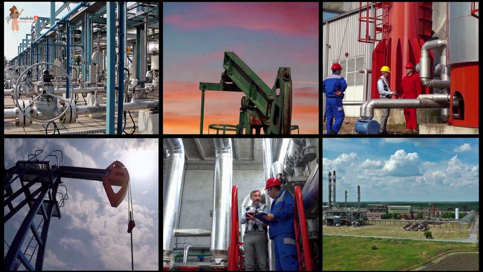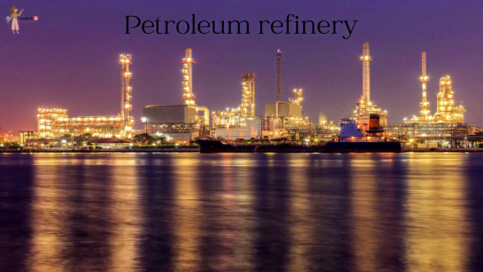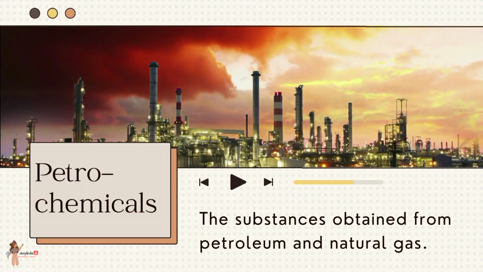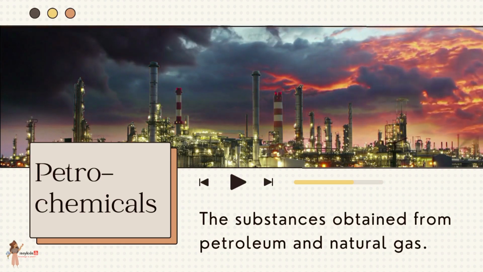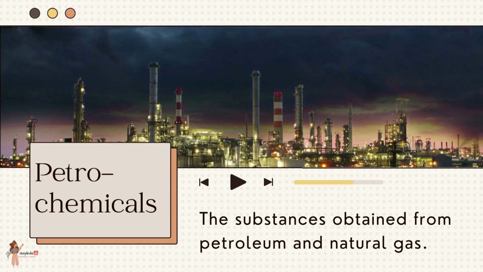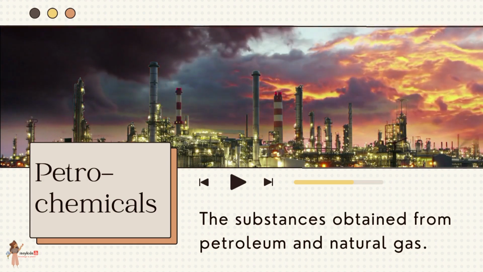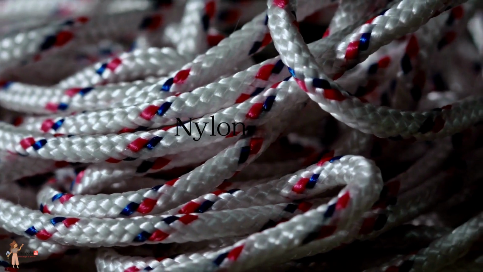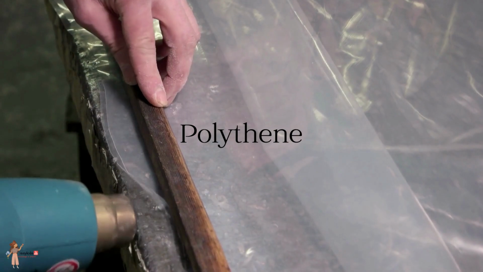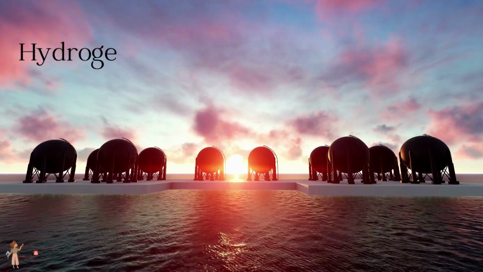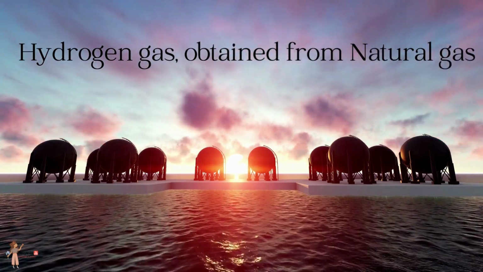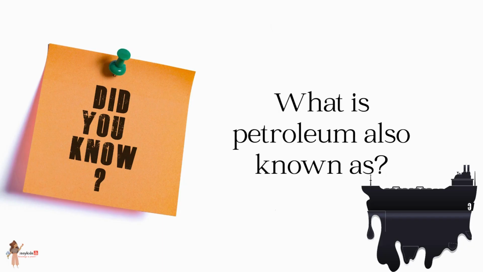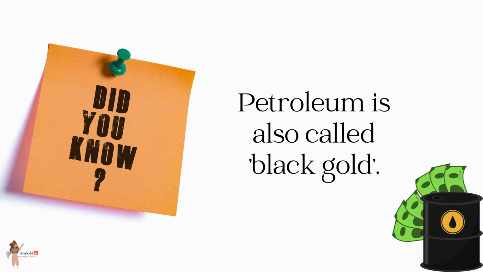Refining is the process of separating the various constituents or fractions of petroleum. It is carried out in a petroleum refinery. Many useful substances are obtained from petroleum and natural gas. These are termed as petrochemicals. Petrochemicals are further used in the manufacture of detergents, fibers like polyester, nylon, acrylic, etc., polythene, and other man-made plastics. Hydrogen gas obtained from natural gas is used in the production of fertilizers like urea. Due to its great commercial importance, petroleum is also called black gold.